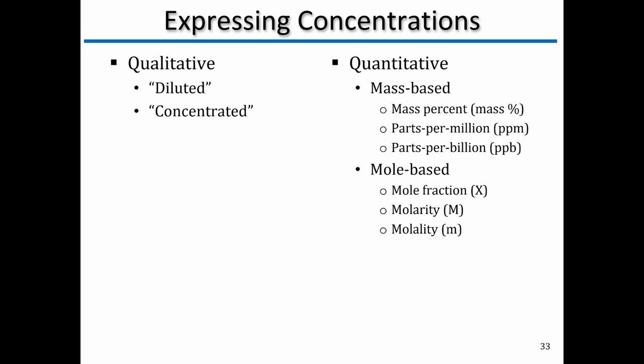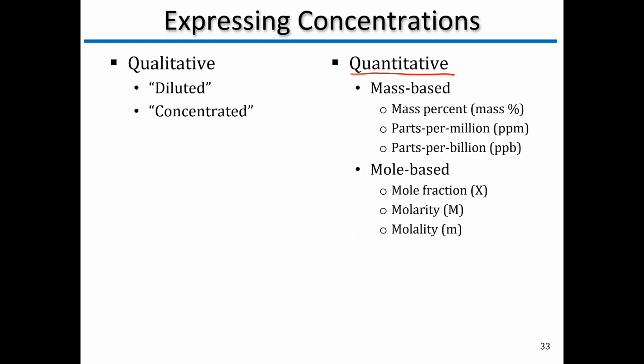But if we want to be more specific and we actually want to do calculations with our numbers, we need quantitative methods. Okay, so quantitative-based units. And these are things like mass-based units or mole-based units. So I could have mass percent, parts per million, parts per billion. Those are mass-based. If I wanted to do mole-based, I could have mole fraction, I could have molarity, or I could have molality.